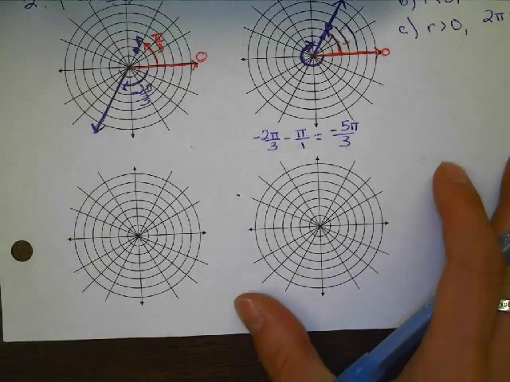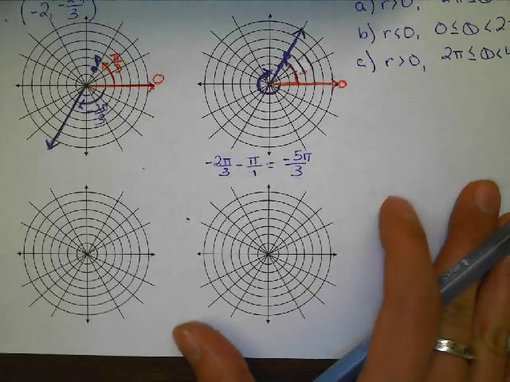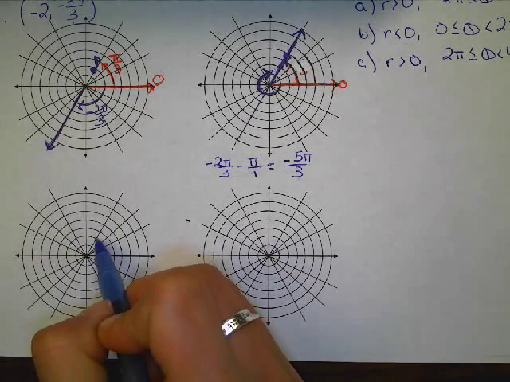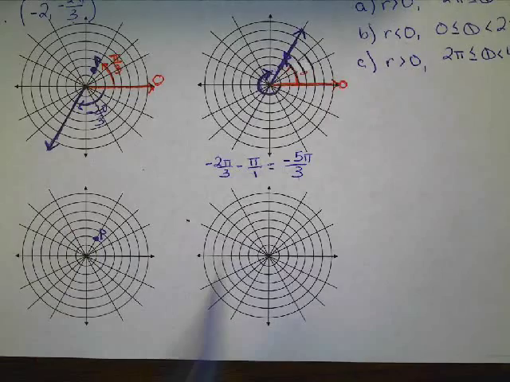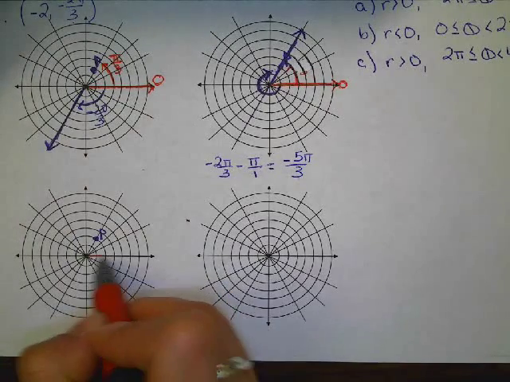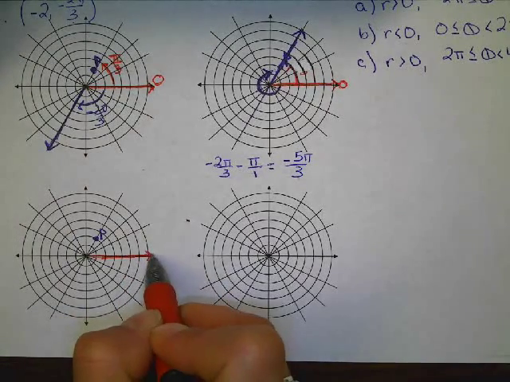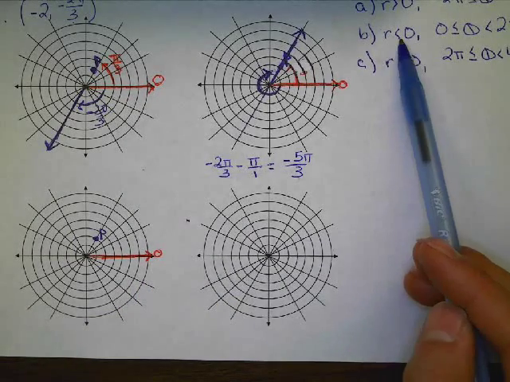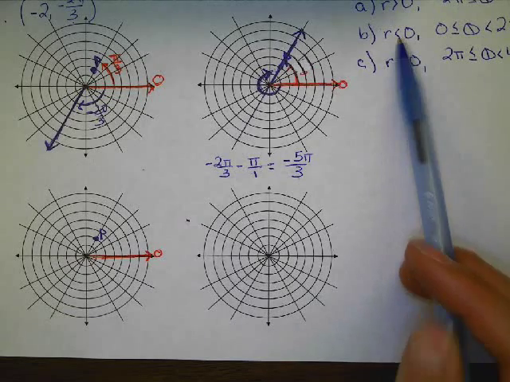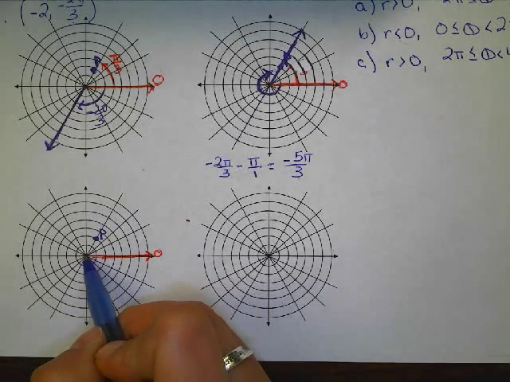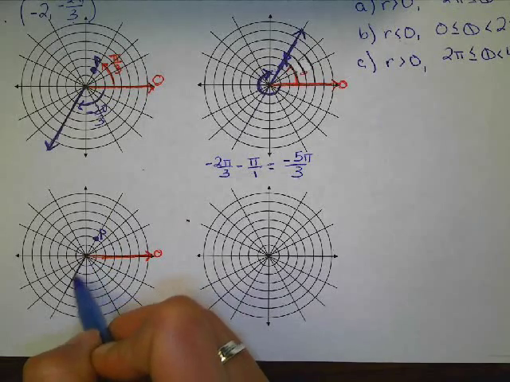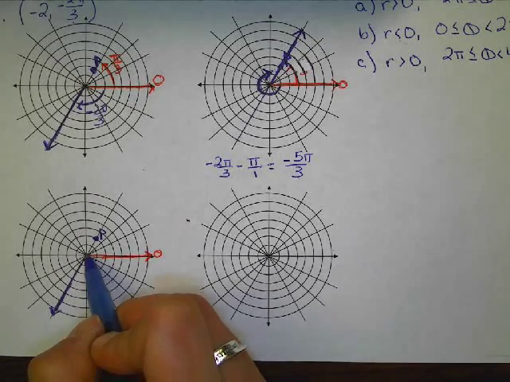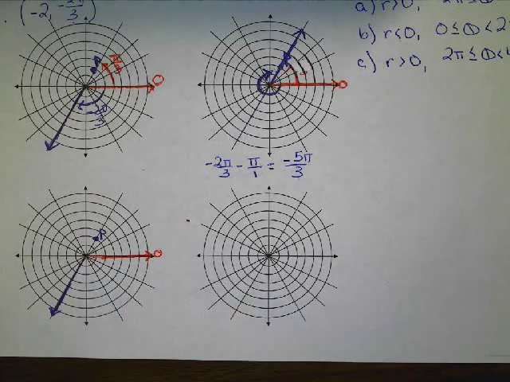Let's do another one. For part B here, our radius has to be less than 0. So I'm going to plot point P again, which is at this point. That's always in the same spot, and this is always my pole over here. Now my radius is negative. So if my radius is negative over here, that means my arrow is still going to point over here, like in our original one. So that's still at negative 2 pi over 3.